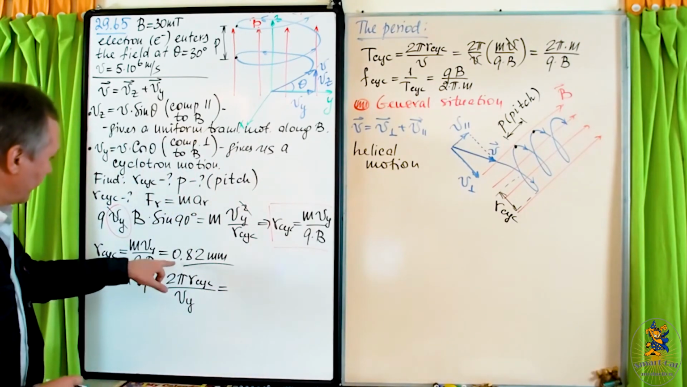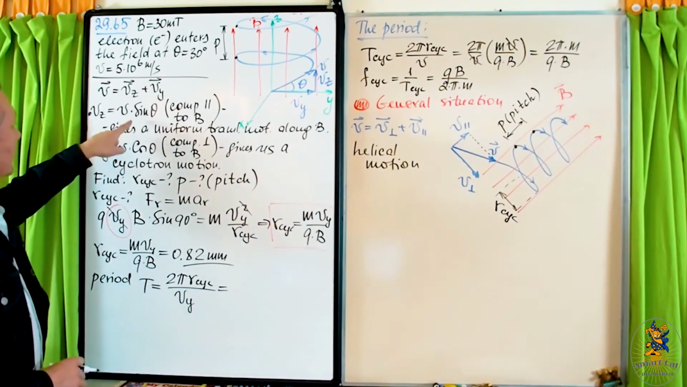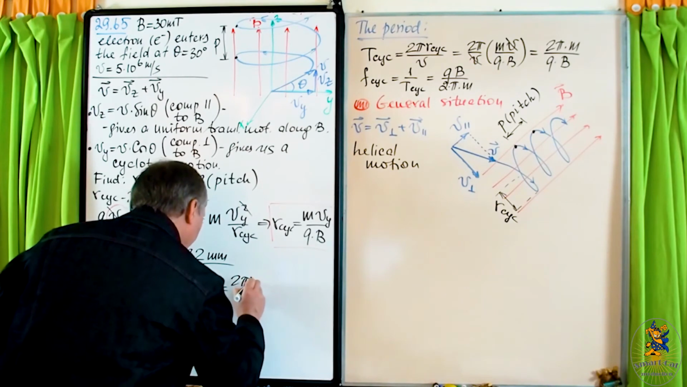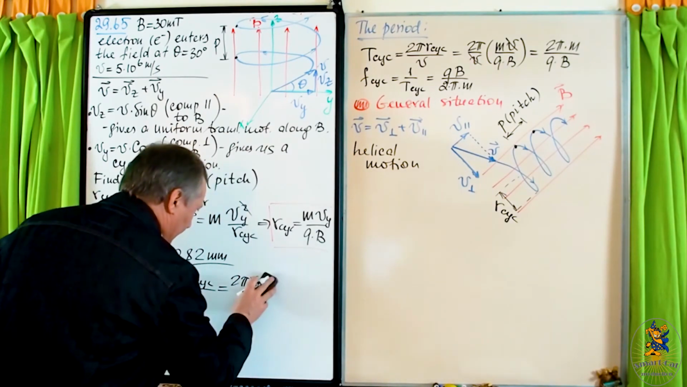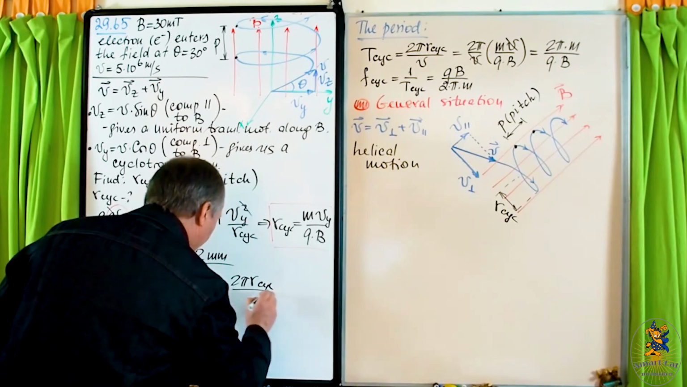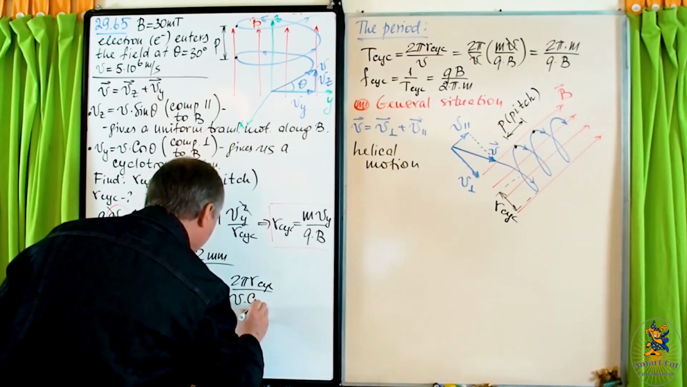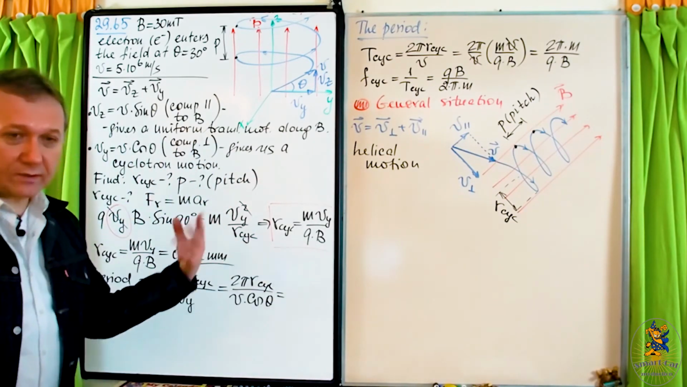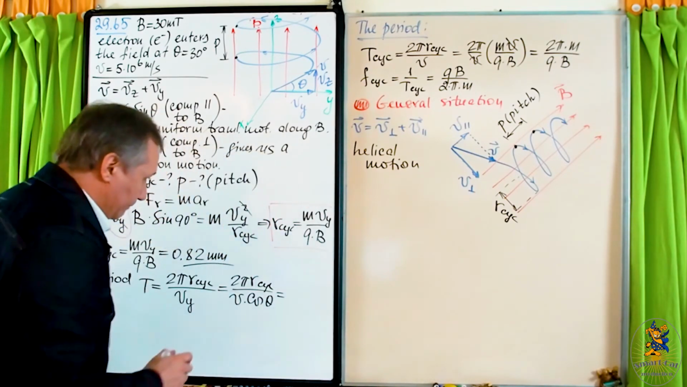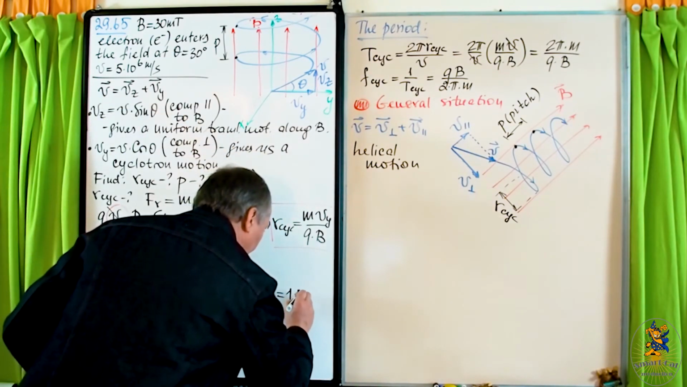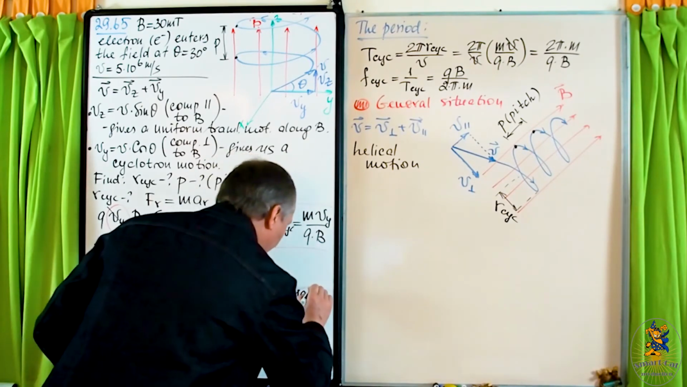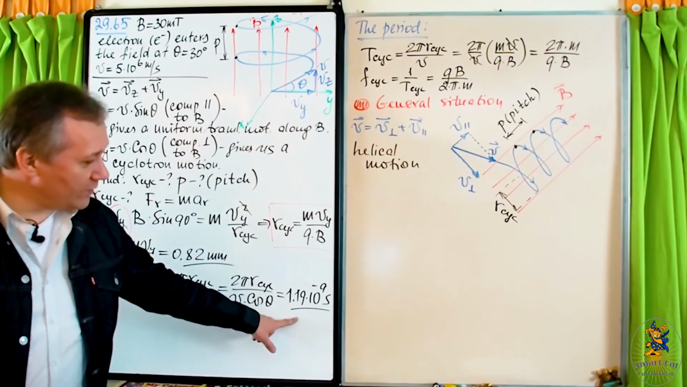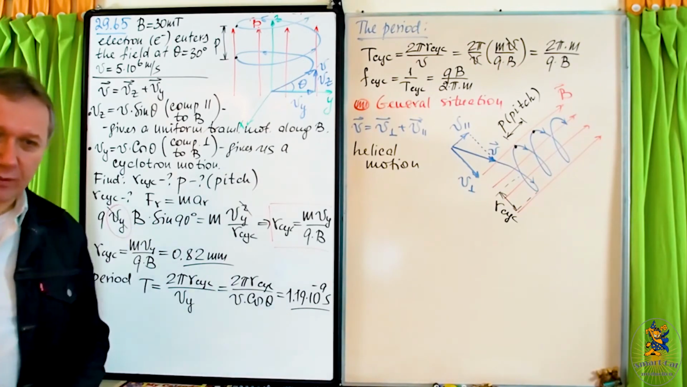So r we found, and the y component you can easily calculate. It's v cosine theta. So 2 pi r cyclotron, some mess, divided by v times cosine theta. If you plug in numbers, because everything is given, speed is given, angle is given, you will end up with 1.19 times 10 to the power minus 9 seconds. So nanoseconds. Slightly more than 1 nanosecond.